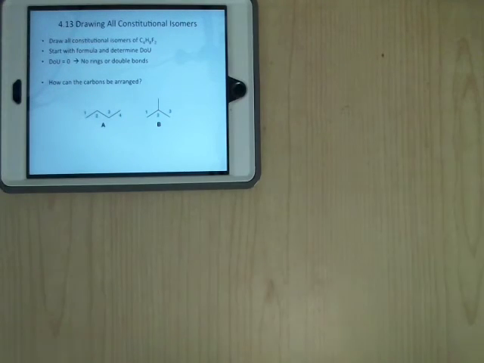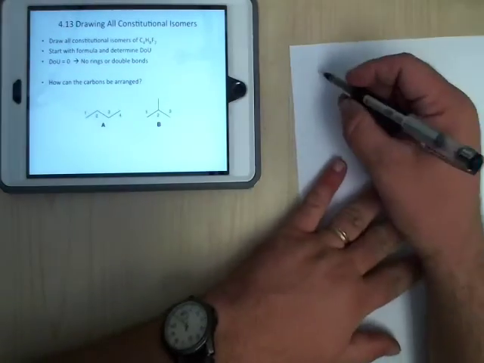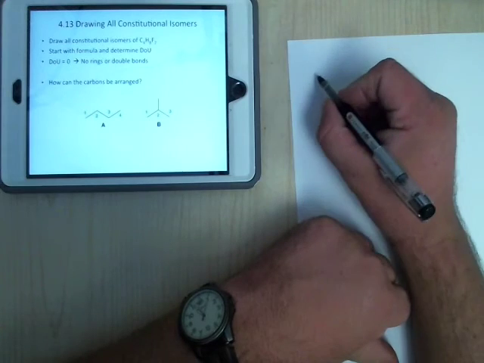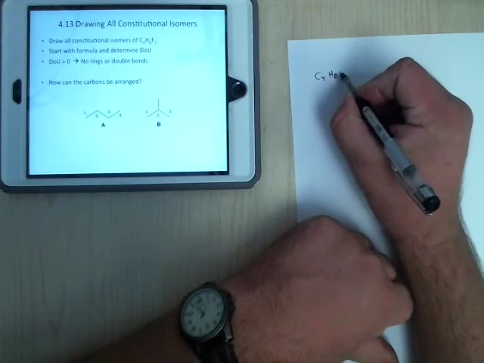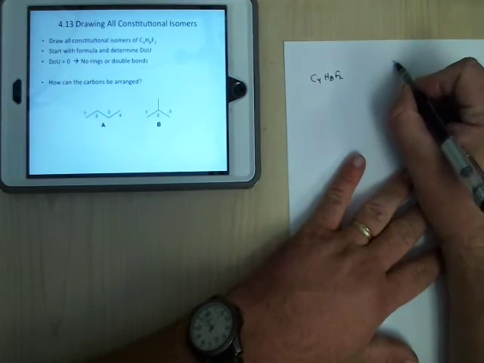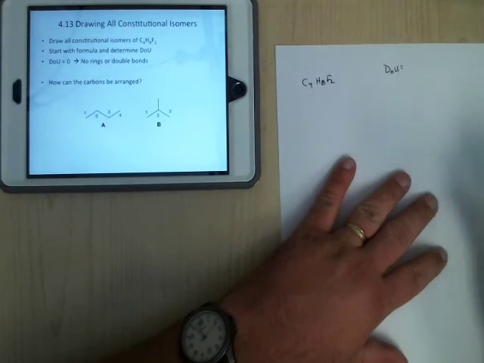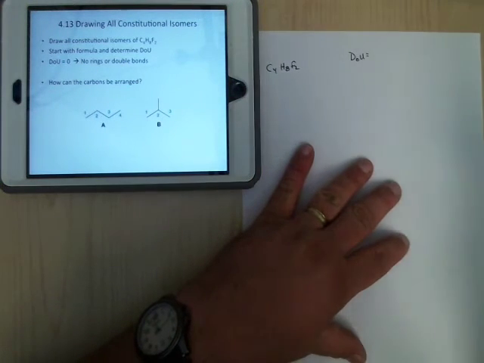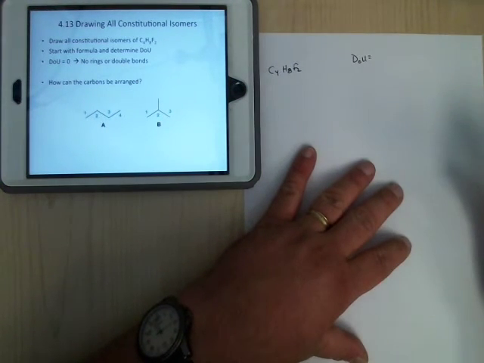Now the question becomes how do you draw them? Okay, so the first thing to do. Let's say we have C4H8F2. Usually the first thing you're going to do is actually do a DOU calculation, right? Remember, are there any rings or any pi bonds or stuff like that.